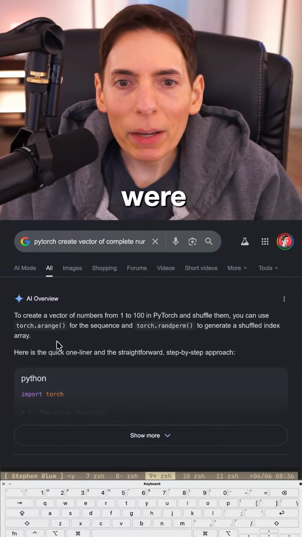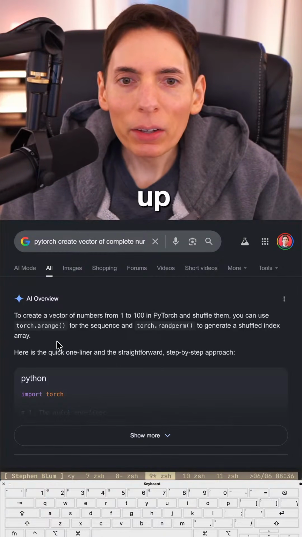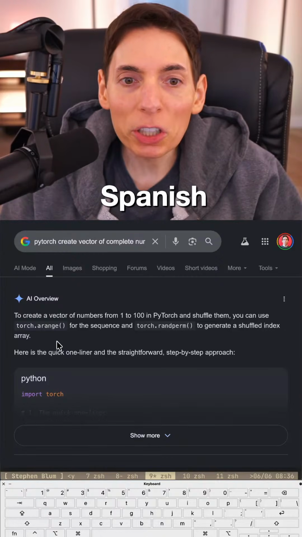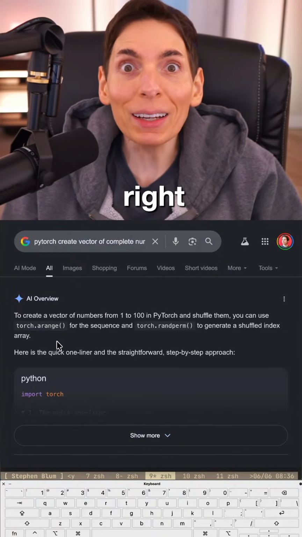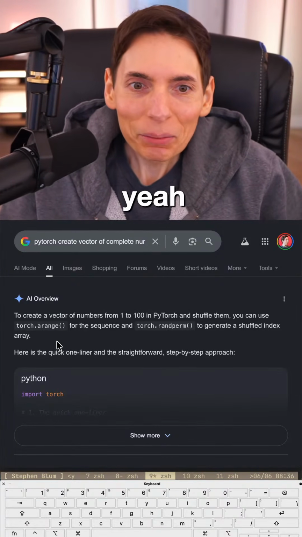If Firefly were made today, I think they may end up throwing a bit more Spanish into the mix. Oh yeah, they would, right? They might, yeah. That makes sense.